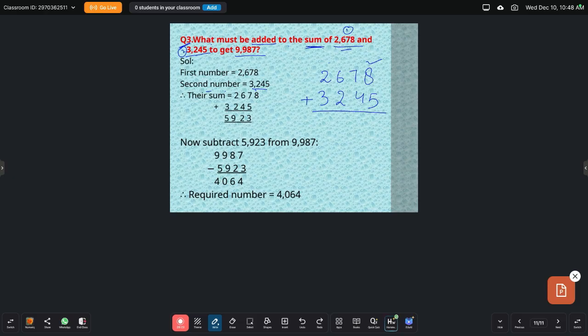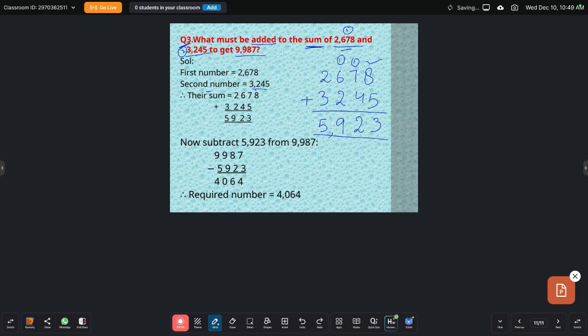So 8 plus 5 is 13. 1 will be carried over to the next column. So here this 7 plus 1 is 8. 8 plus 4 is 12. So only 2 we will write. 1 will be carried over to next column. So here 6 plus 1 is 7. 7 plus 2 is 9. So here the last column, thousands column, 2 plus 3 is 5. So now look here. What is the sum we got after adding these two numbers? It is 5923.